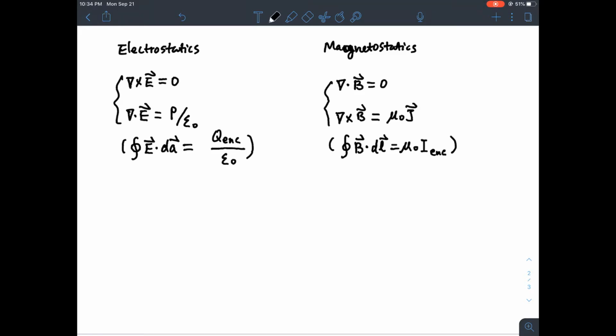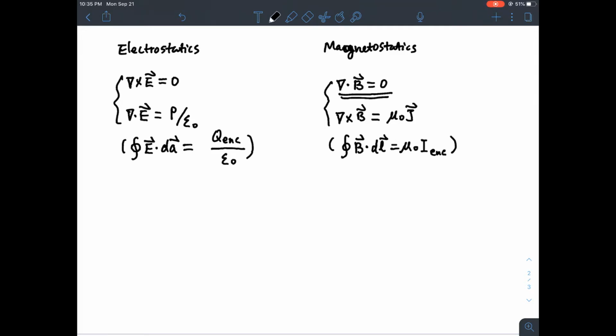Gauss's law tells us the electric field diverges away from a positive charge, and the electric field lines originate on positive charges and terminate on negative charges. While for the magnetic field, del dot B equals 0. The magnetic field curls around a current. In other words, these magnetic field lines don't begin or end anywhere.